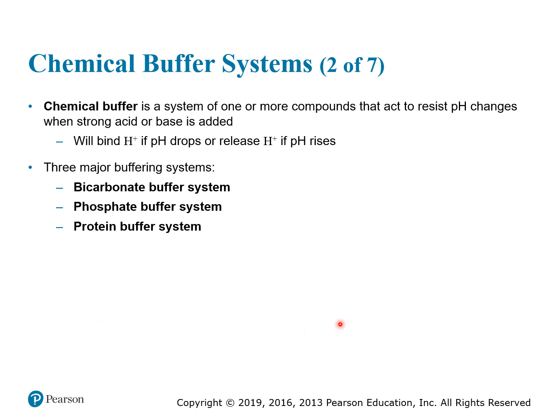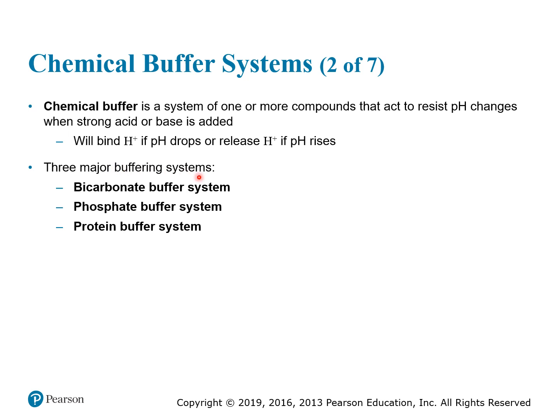Chemical buffers resist the pH change if a strong acid or a strong base is added. If a strong acid is added, there will be too much H plus available, and the chemical buffer is going to bind to the free hydrogen ions. Similarly, if it needs to, it will release hydrogen ions in case of alkalosis. So we will talk about it more in a while.